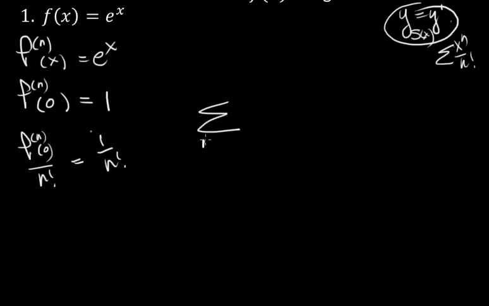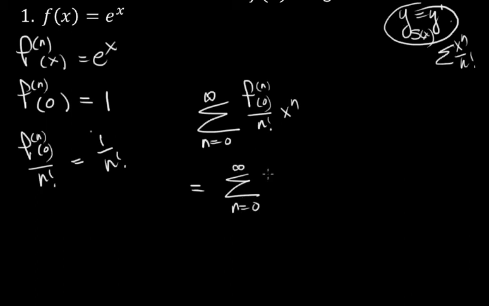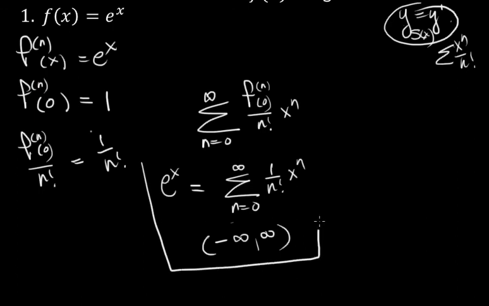And our Maclaurin series will be the sum from n equals 0 to infinity of f upper n at 0 over n factorial x to the n, which in this case is, because these are all just 1, the sum from n equals 0 to infinity of 1 over n factorial times x to the n. And we know that it converges using the ratio test on the entire real number line. And it is equal to e to the x.